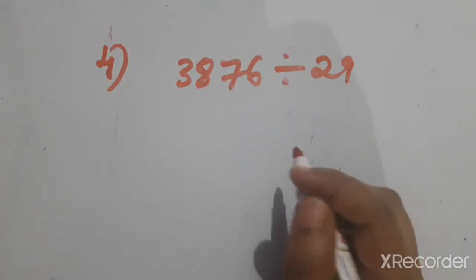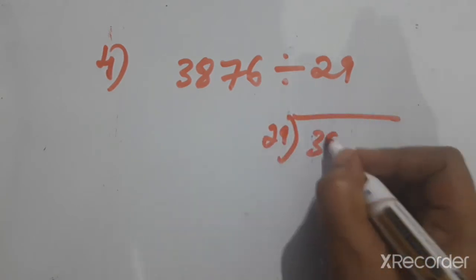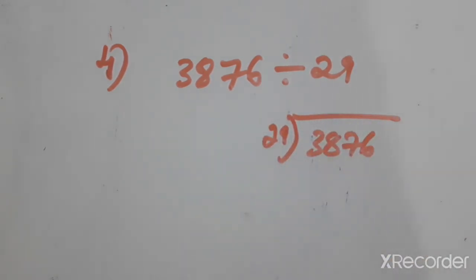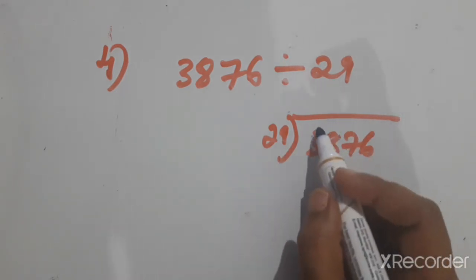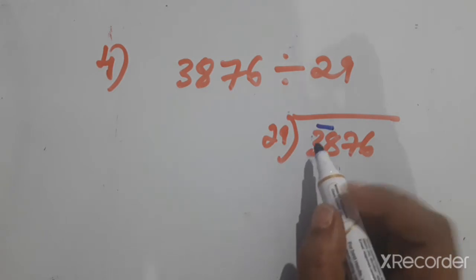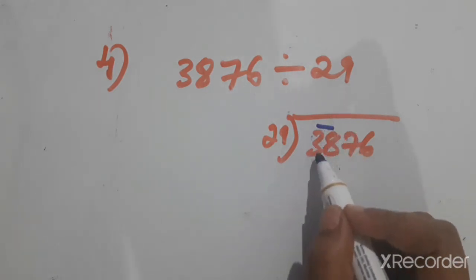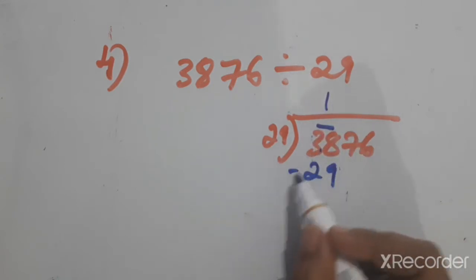Third question, 3876 divided by 29. Now, 29 how much? We can take the 2 digits, 38. Nearer is 29 ones are 29. 29 twos is greater than 38. So 29 ones are 29, minus.